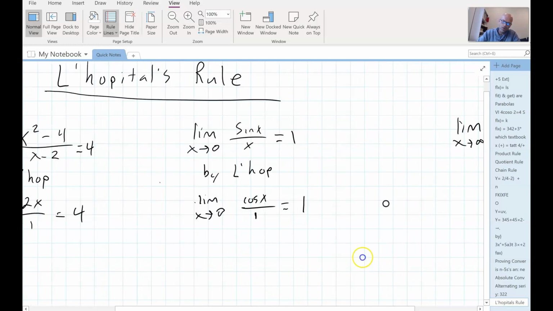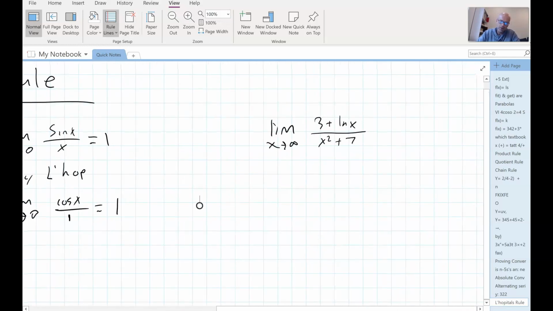Okay, and let me do one more example. Here's one where x approaches infinity. When I plug in infinity here, as x gets bigger, natural log just gets bigger, because remember the natural log graph looks like this. So as we go out to the right, it just gets bigger and bigger. So I'm going to have infinity on top.